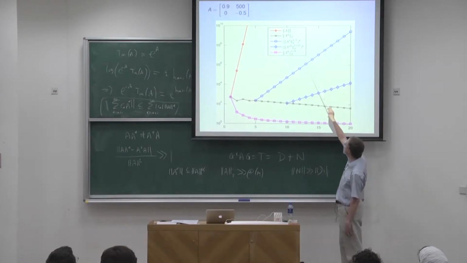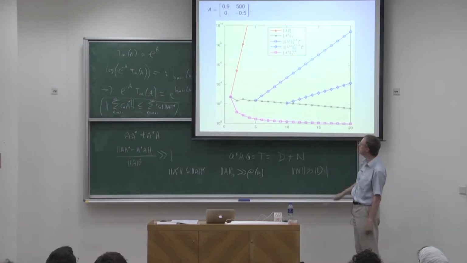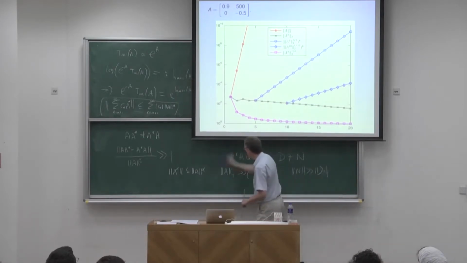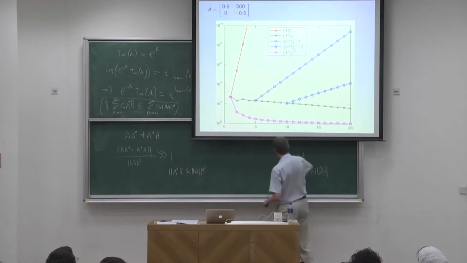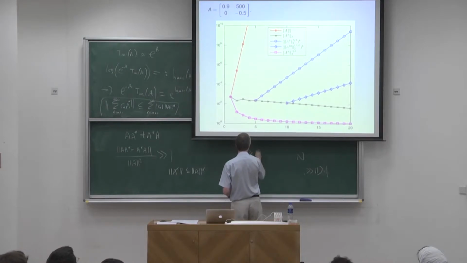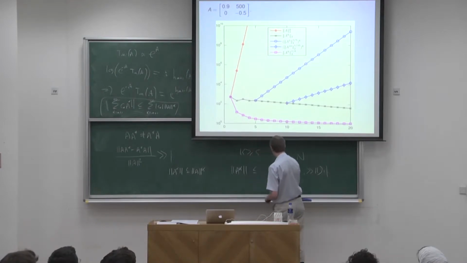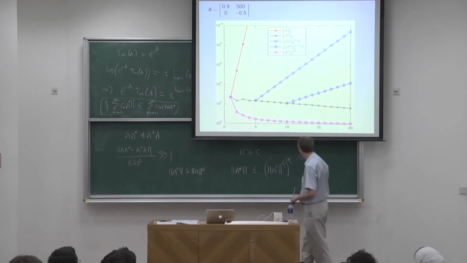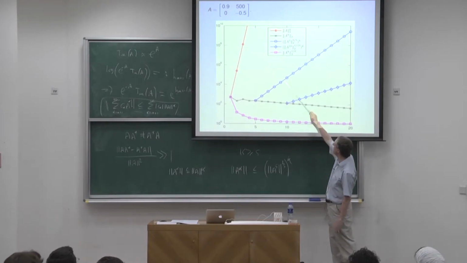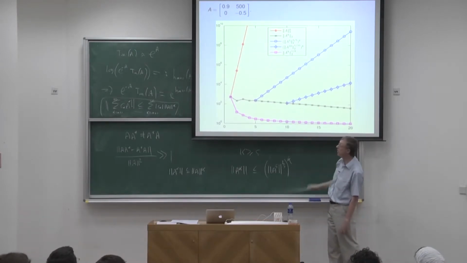So the circles correspond to looking at norm of A^5 to the 1 over 5 and then raising that to the k. And it can be shown that for k greater than 5, this is a bound. Okay, so what I'm saying is that for k greater than or equal to 5, the norm of A^k you can show is bounded by norm of A^5 to the 1 over 5 to the power k. And so that gives us this blue line with the circles, which is clearly much better than the red one.